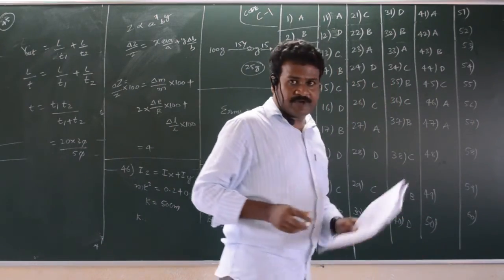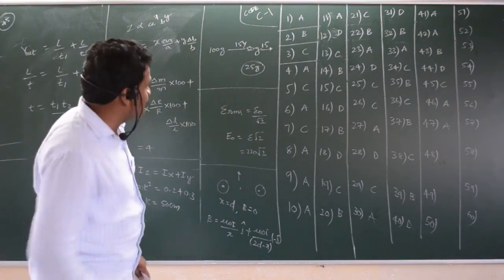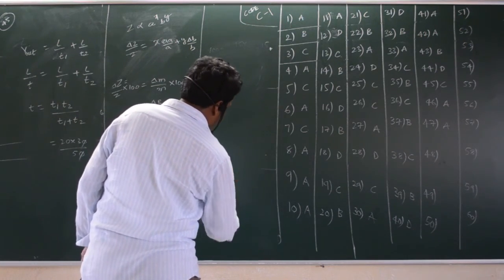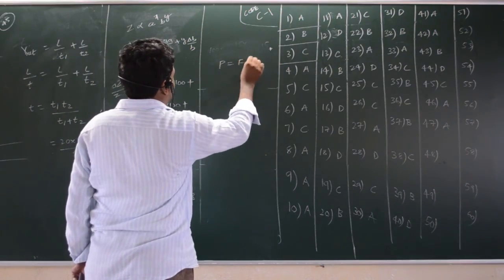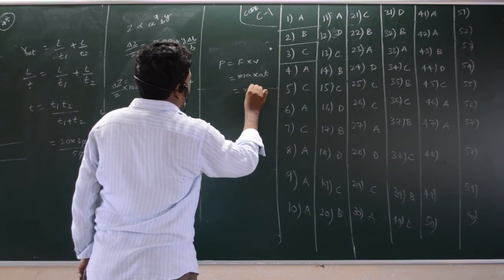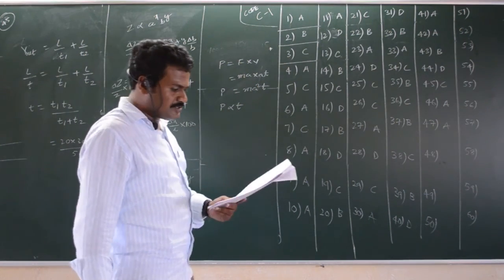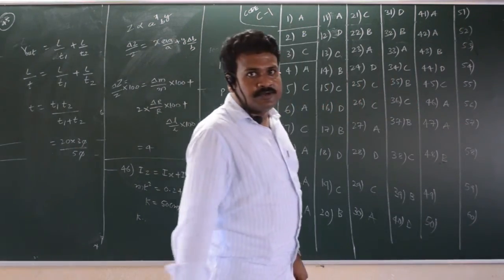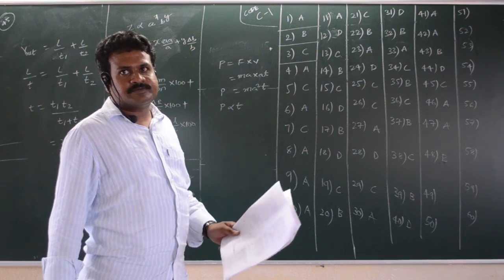Next, 48. Power is equal to force into velocity. Force is equal to ma. It is starting from rest, so velocity is equal to A into T, and F is equal to ma. Power is equal to force into velocity, that is ma into At, which is ma square T. From this we can write P is proportional to T, because acceleration is given as constant. So 48 is B. 49.